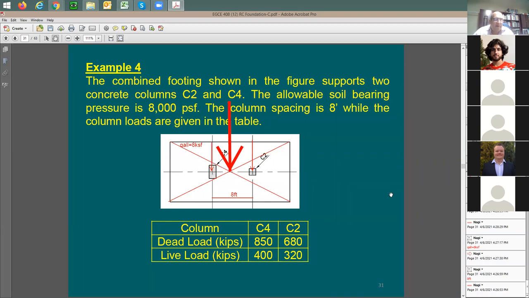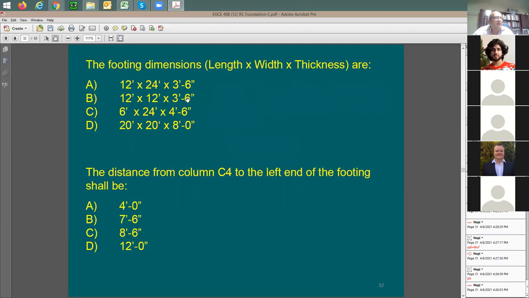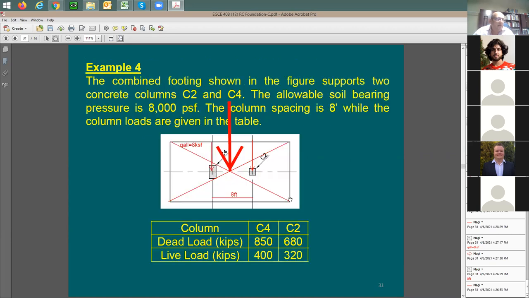The example is going to show this clearly. The first question asks for the footing dimensions. What footing dimension would you pick? And the second one: what is the distance from column C4 to the left end of the footing? We call this the left cantilever, meaning how much is the distance from here to there? I understand this is going to be 8 feet. The question is, how much is this? If you can answer this and you know the total length of the footing, you can also figure out the right cantilever length, which is this distance here. You take the total length and subtract 8 feet and the left cantilever.